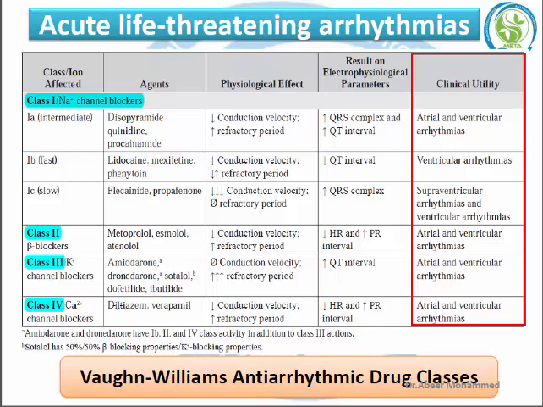Class 3 like amiodarone is used mainly in atrial and ventricular arrhythmias. Amiodarone is safe in case of HFrEF, which is heart failure with reduced ejection fraction. Class 4, cardioselective non-dihydropyridine calcium channel blockers, are mainly used in atrial and ventricular arrhythmias, as they may cause AV block.